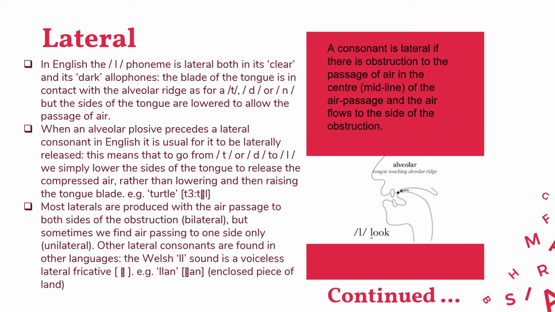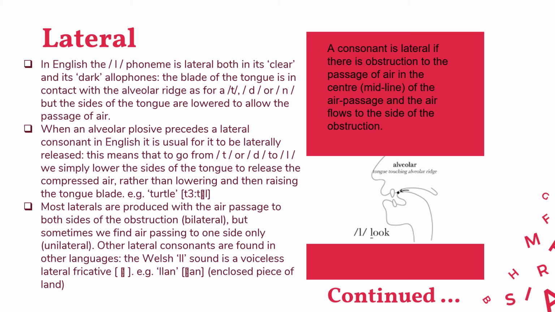And the last one is lateral. In English, the l phoneme is lateral, both in its clear and its dark allophones. The blade of the tongue is in contact with the alveolar ridge, as for a t, d, or n, but the sides of the tongue are lowered to allow the passage of air. A consonant is lateral if there is obstruction to the passage of air in the center or midline of the passage and the air flows to the side of the constriction.